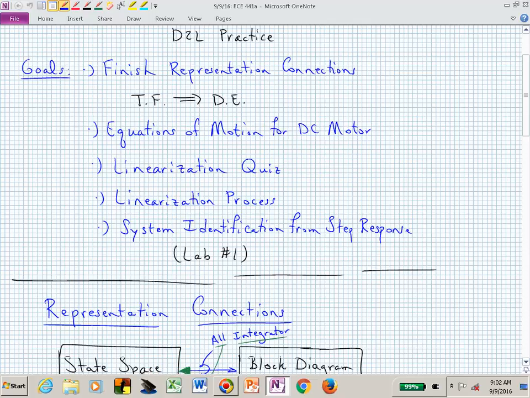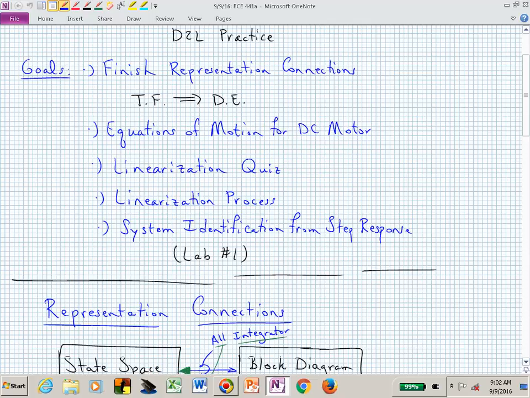Then we will develop the equations of motion for a DC motor, which is an electromechanical system where we're coupling electrical and mechanical systems together, or subsystems, to form one moving object driven by an electrical voltage.